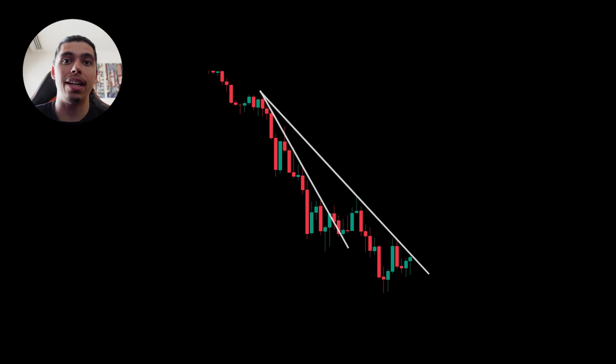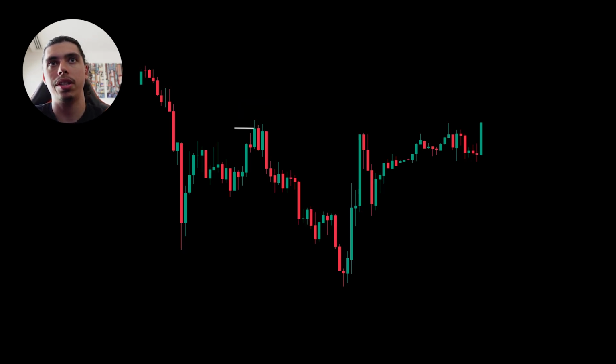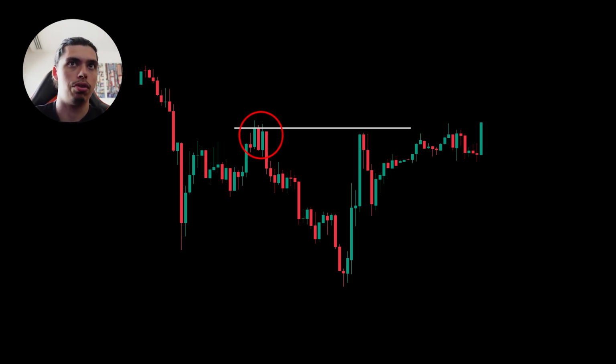So I didn't like that, which is why I didn't use them myself. I'm not out here to slate any strategy that uses it, but I'm explaining why I personally didn't use it. I wanted something more concrete, and with horizontal lines you can't argue, because if there's a resistance here defined by this bullish candle closing by a bearish, you can't really argue that that's not a resistance, because it's literally what price created. So that's the first thing.